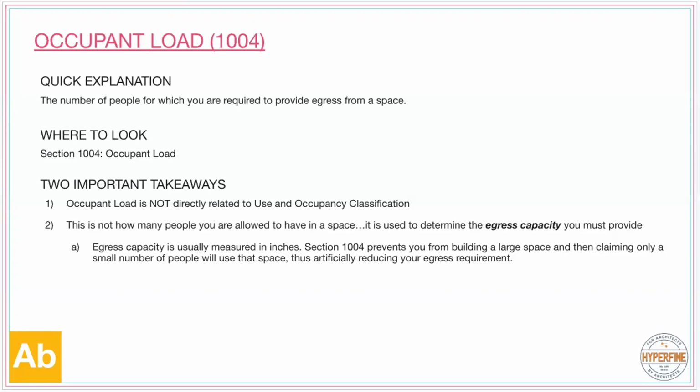So occupant load, quick explanation, is the number of people for which you have to provide egress from a space. It is not a one-to-one relationship. It's not business, assembly, residential. When we look at the table in a minute, you can see that there's 50 different things and they could be in various different occupancies. Next, please.